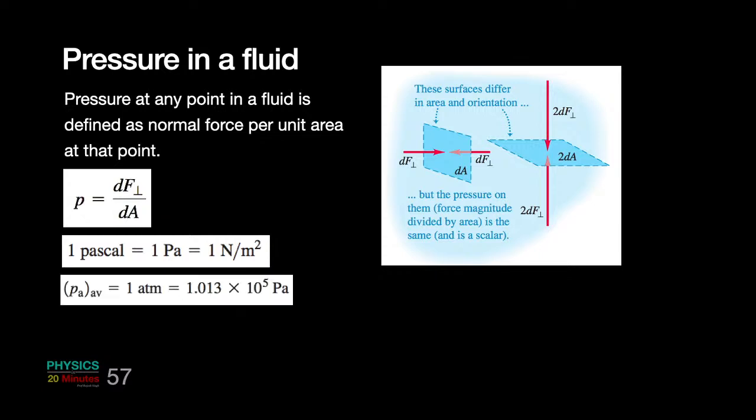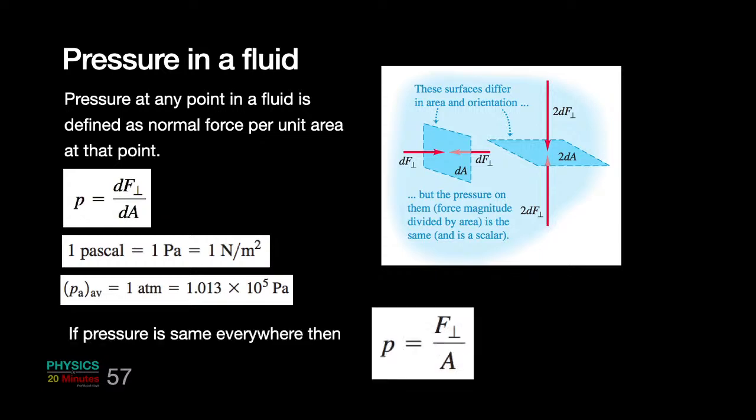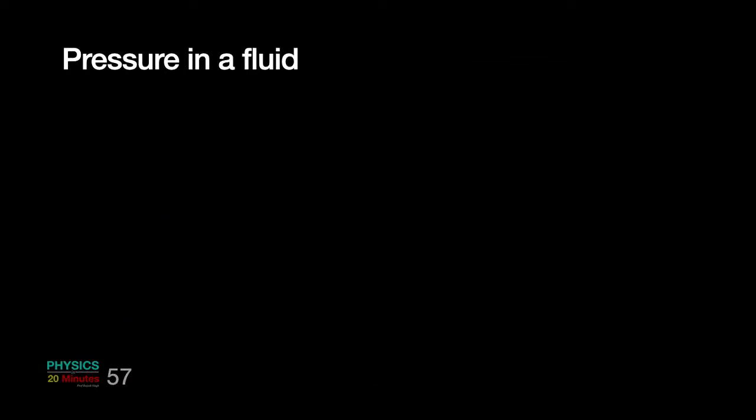We know that 1 atmospheric pressure works everywhere, which is 1.013 times 10 to the power 5 Pascal. And if pressure is constant everywhere, then I can drop this d, which is a variation in pressure, and I can simply write F by A.